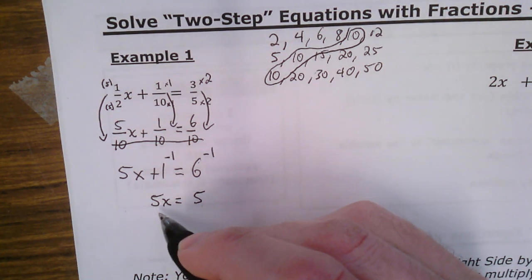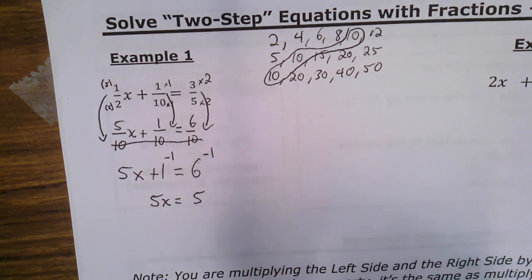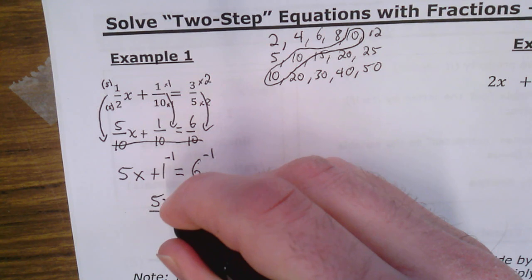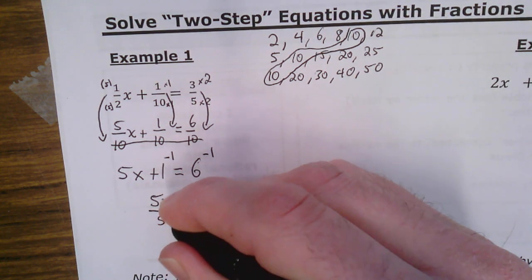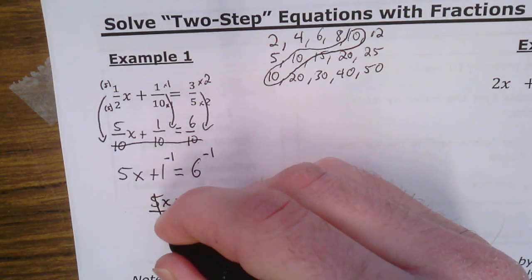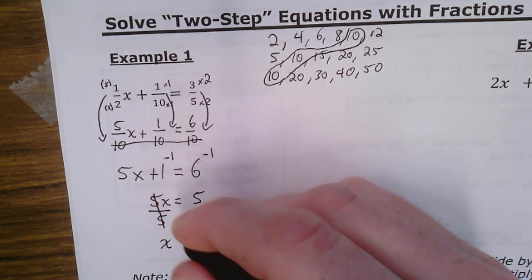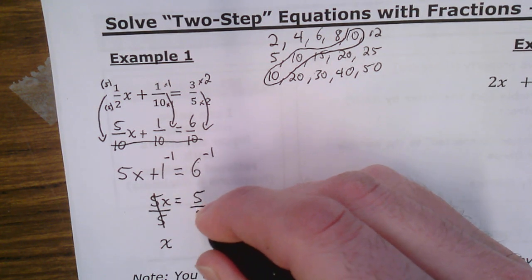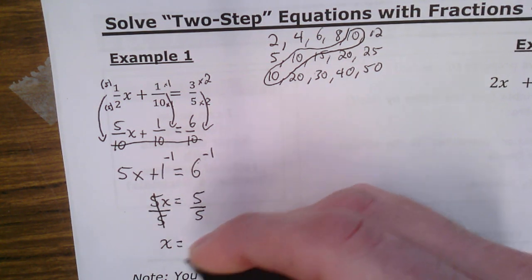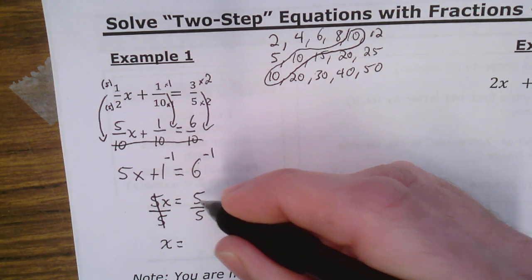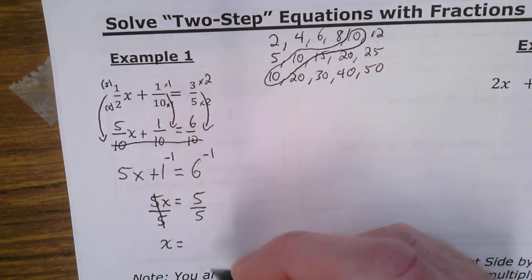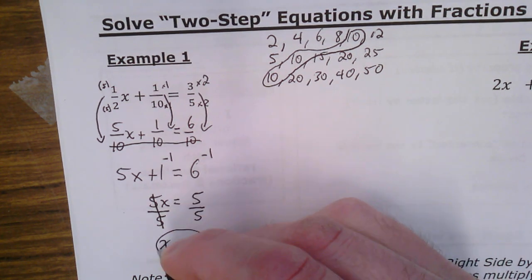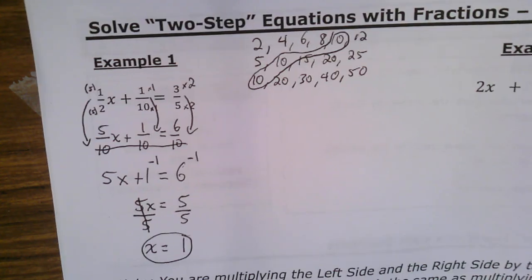Well, I don't want to know what 5x's value is. I want to know what 1x's value is. So I'm going to do the opposite of multiplying. I'm going to divide. 5 divided by 5 leaves me with 1x. Whatever I do to one side, I do to the other side. And in this case, I can simplify this to a whole number. 5 divided by 5 is 1. So my answer is x equals 1. Okay?